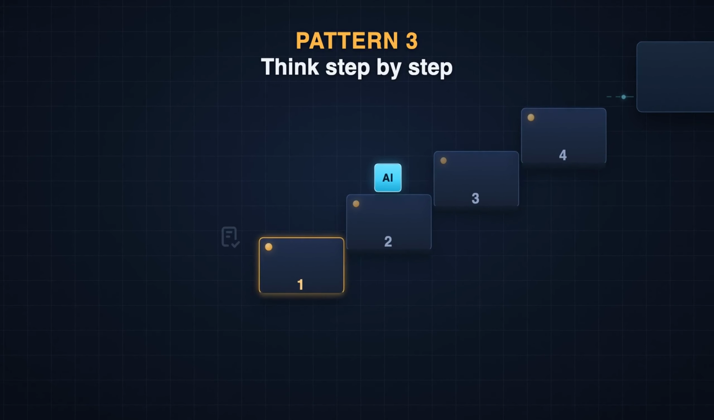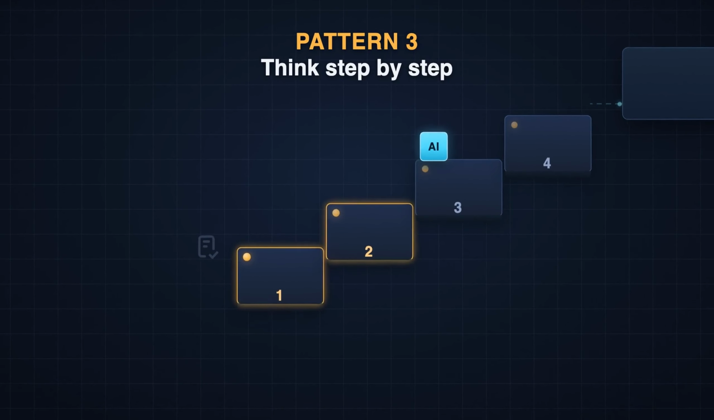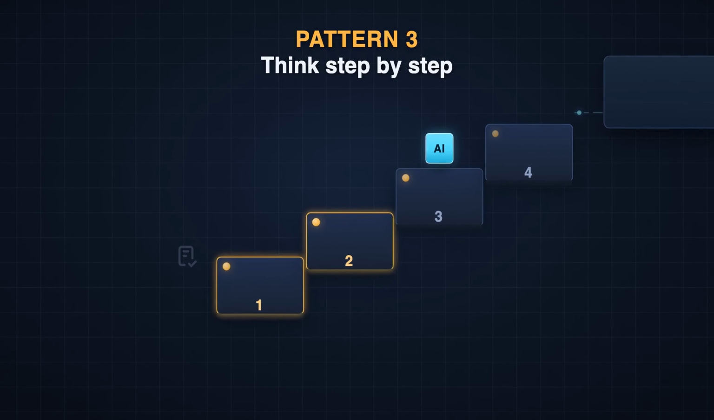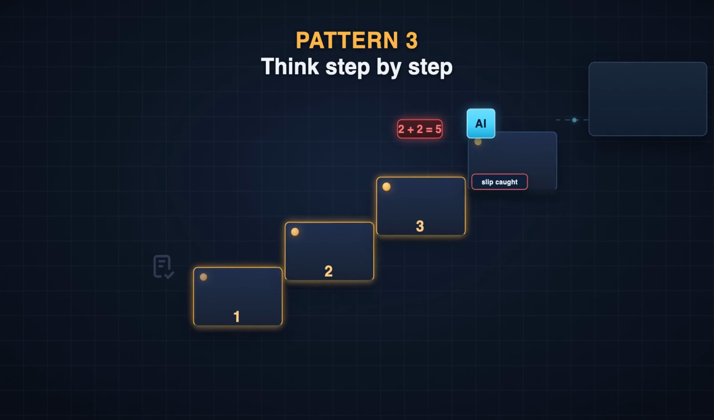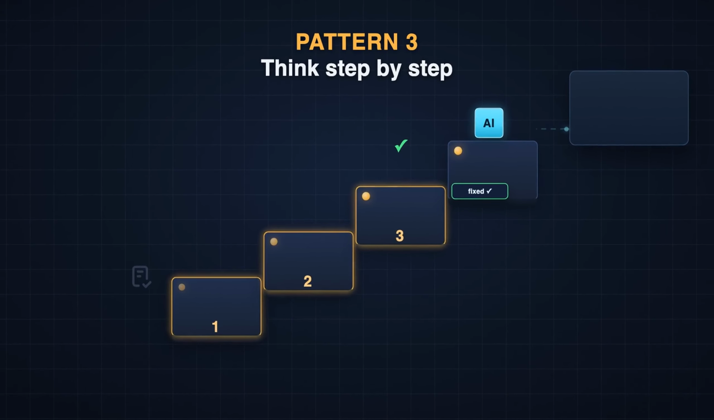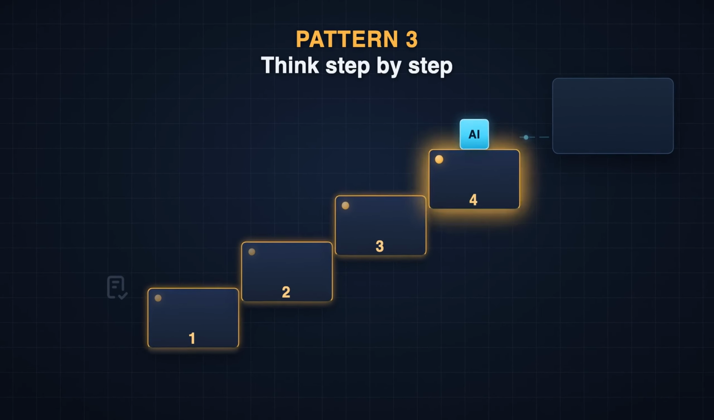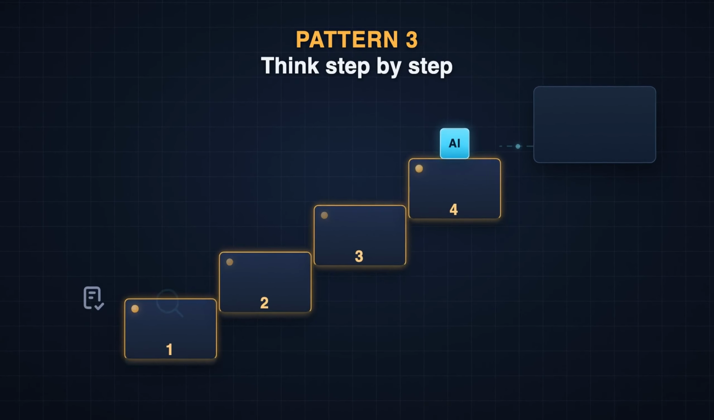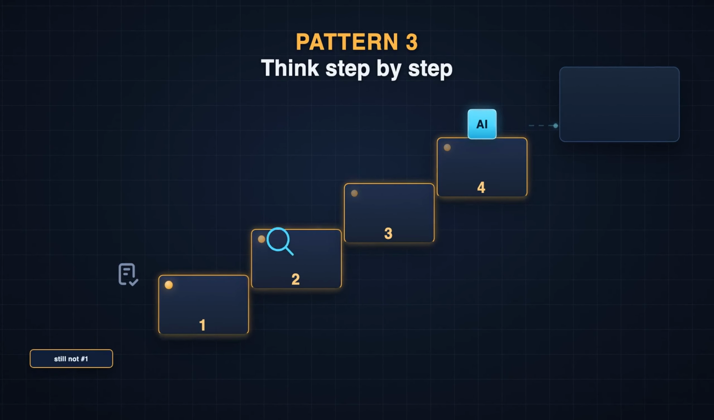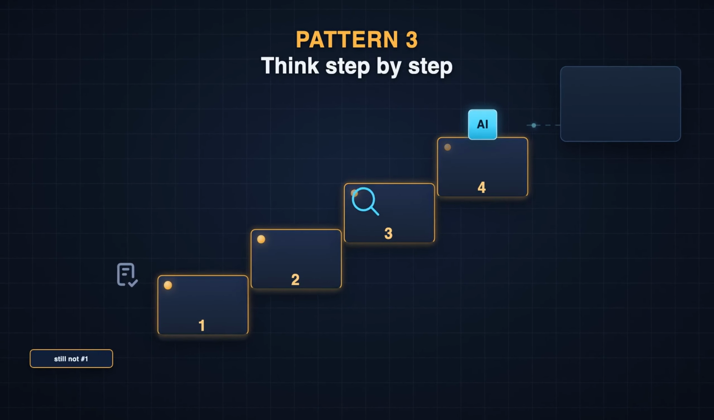Why does one phrase catch so many errors? When a model answers instantly, it can be confidently wrong, especially on arithmetic, logic, and anything with several moving constraints. Forcing the reasoning out first separates the thinking from the conclusion. Each step becomes a checkpoint, so a slip in step 2 gets caught before it poisons the final line. Remember, we still have not hit number 1.